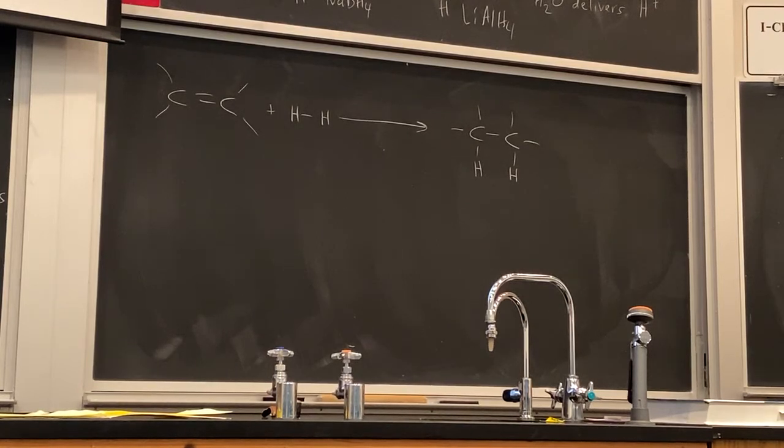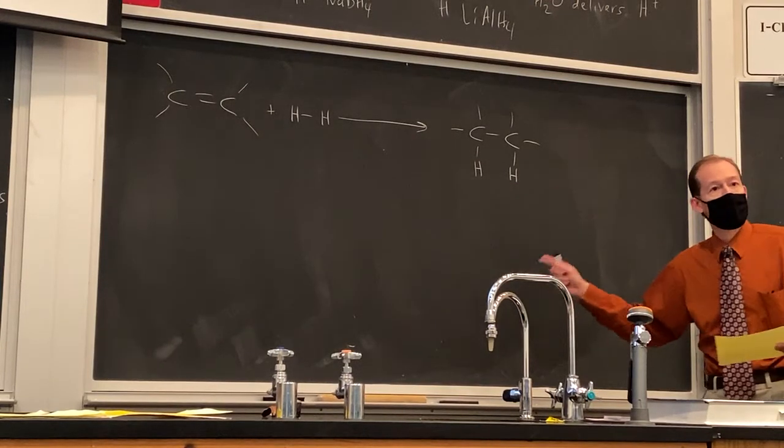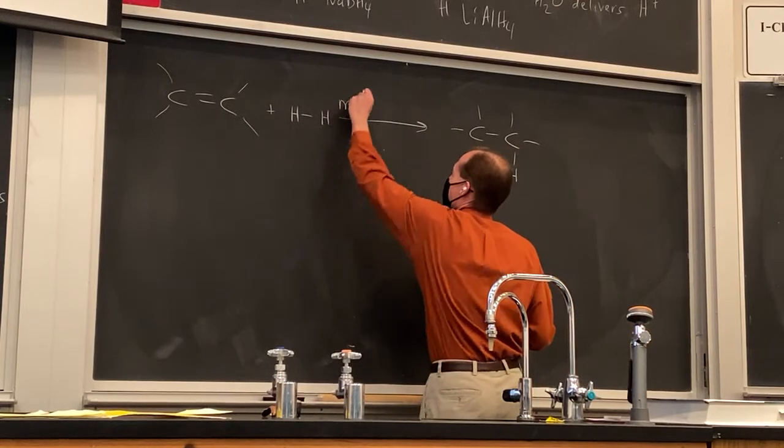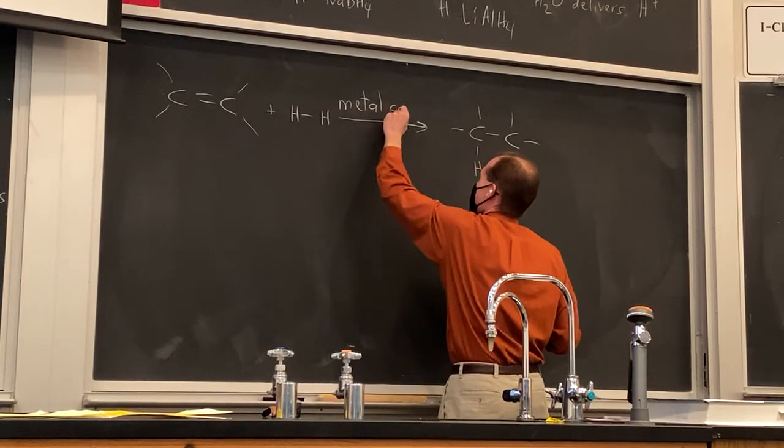So this, like most reductions, is going to be thermodynamically favored. We're breaking a carbon-carbon pi bond and a hydrogen-hydrogen sigma bond, which is not that strong, replacing them with 2 carbon-hydrogen sigma bonds, which are quite strong. So this is thermodynamically favored, but the activation energy is prohibitively high. So in order to get this reaction to work, we have to use a metal catalyst.